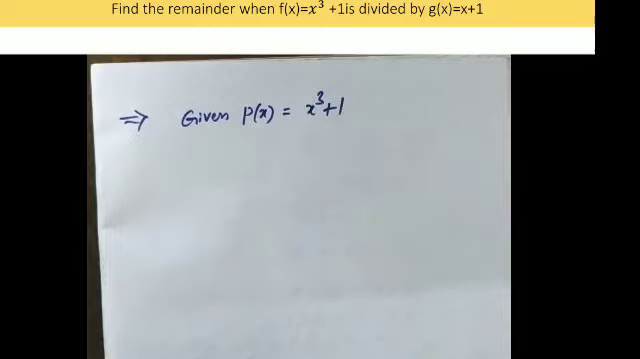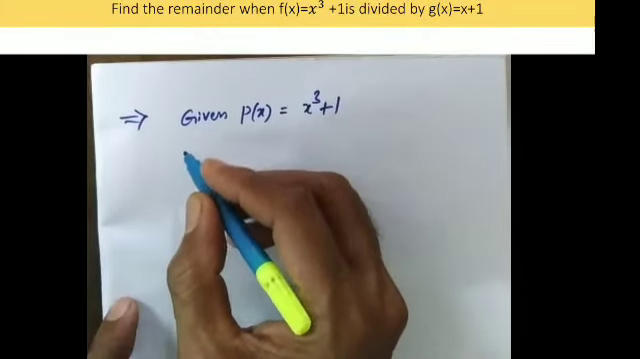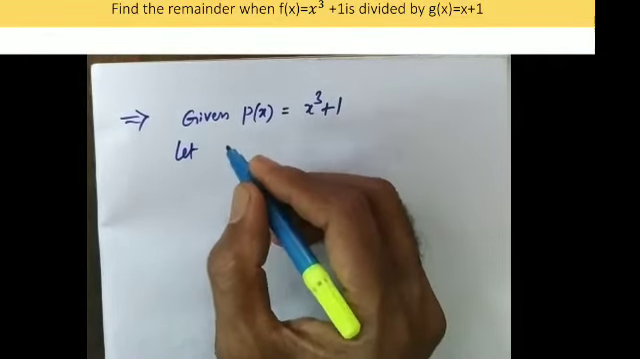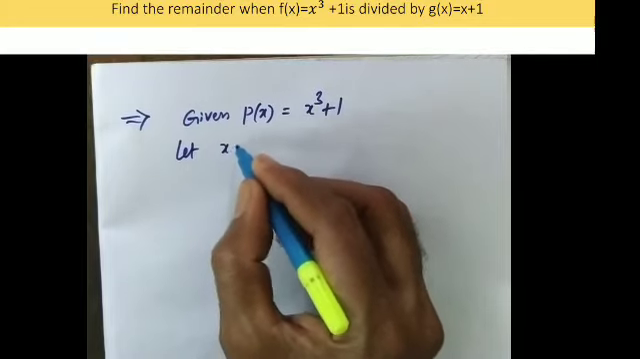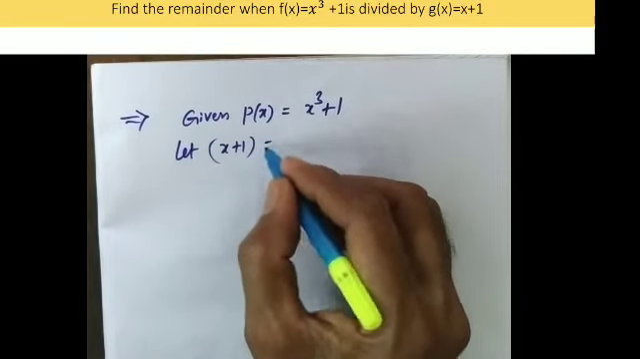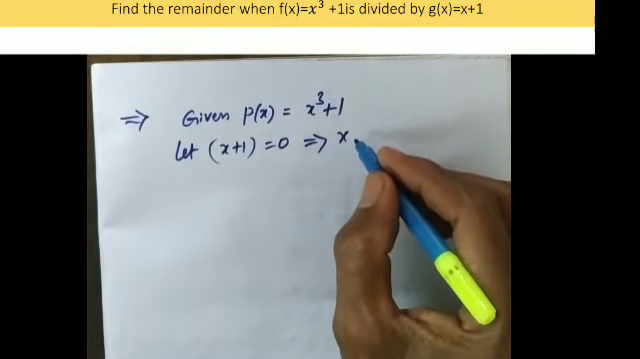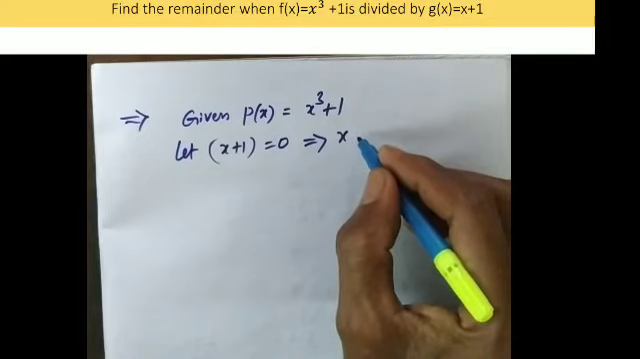The dividend part p of x is given. If you substitute a in place of x, you get p of a. So p of a is nothing but the remainder of the given polynomial. Here we solve one simple problem. Let us take p of x equal to x cube plus 1, divided by x plus 1. Now we can find the remainder and also whether it is a factor or not.